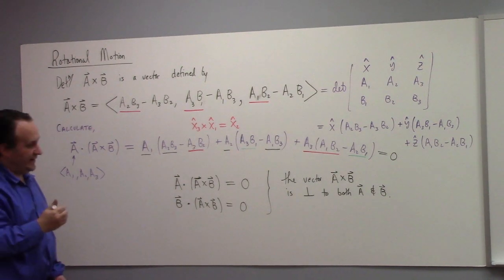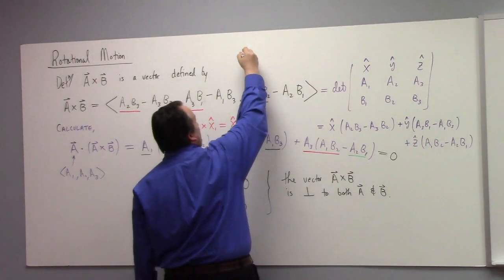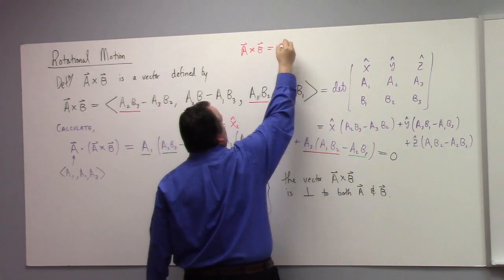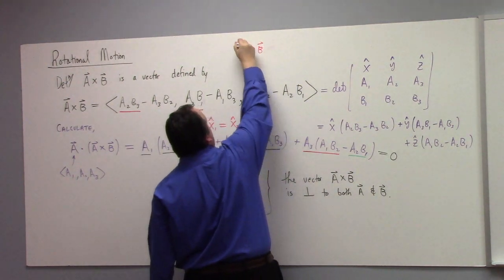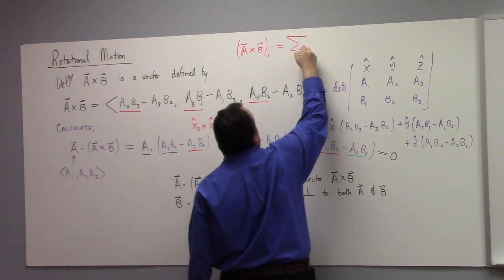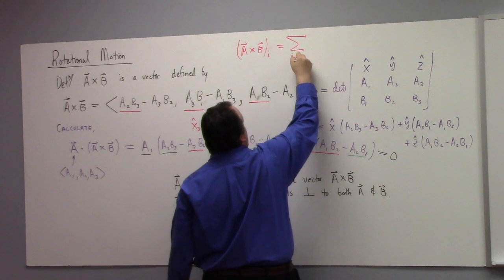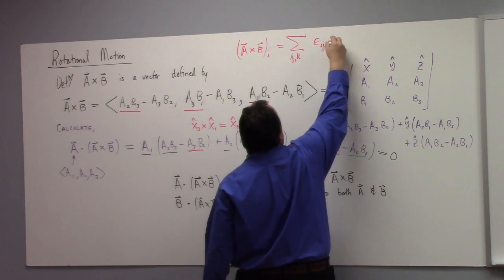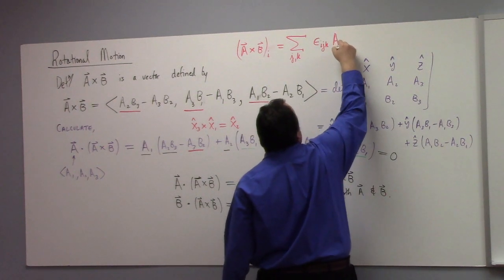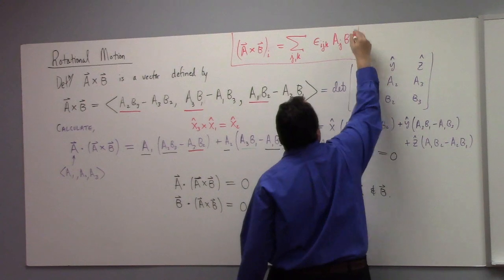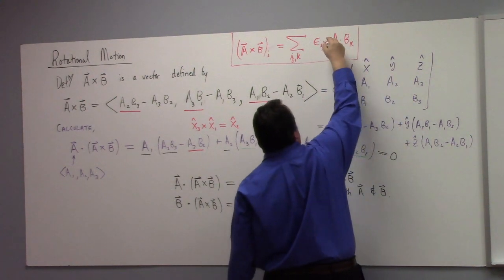There's a more beautiful way of writing this. You can also write A cross B is equal to, well, if I calculate the ith component of this, it's equal to the sum over, let's say, j and k of epsilon i, j, k, a sub j, b sub k. So this is the so-called antisymmetric symbol.